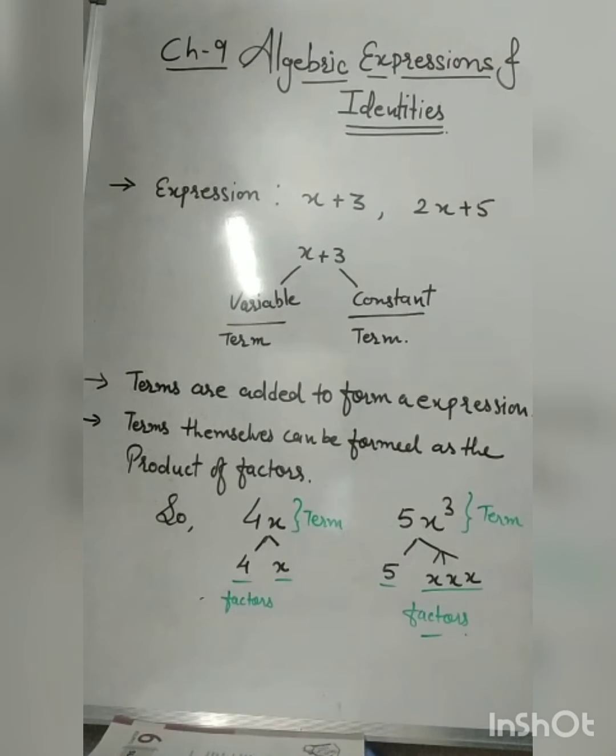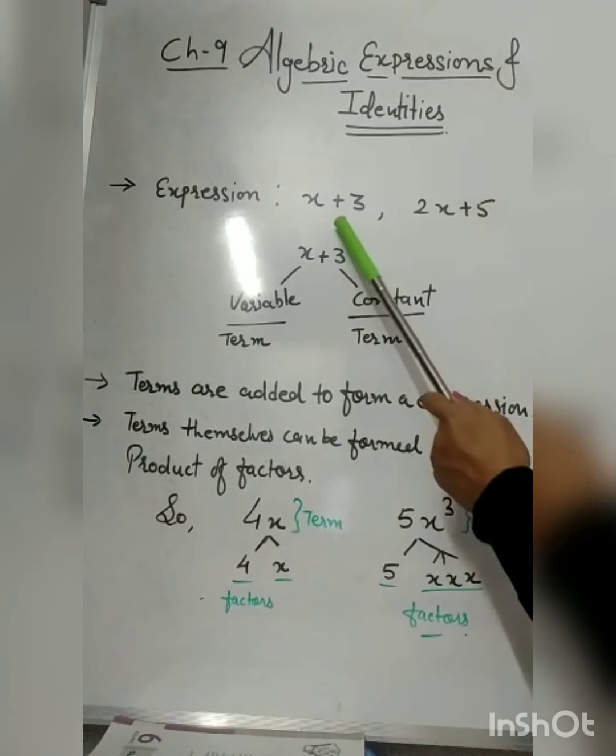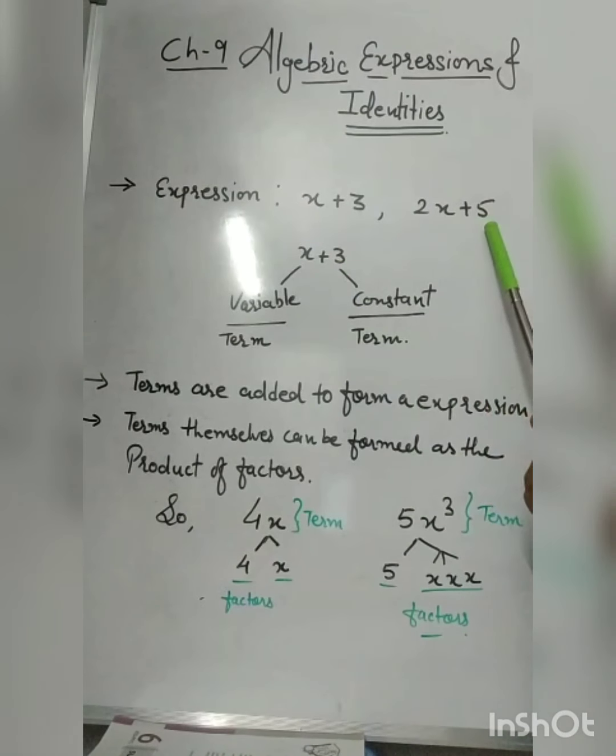Today we are going to start a new chapter, which is chapter number 9, Algebraic Expression and Identities. In earlier classes we have already become familiar with algebraic expression. Now these are some examples of algebraic expression like x plus 3 and 2x plus 5.